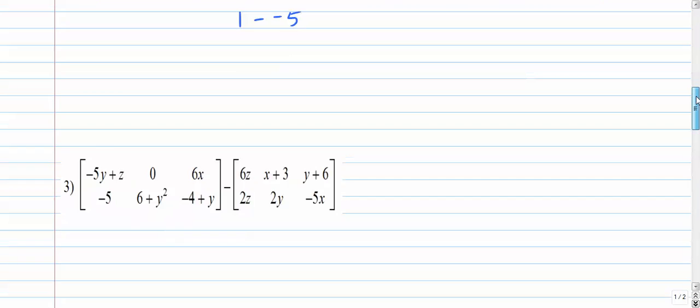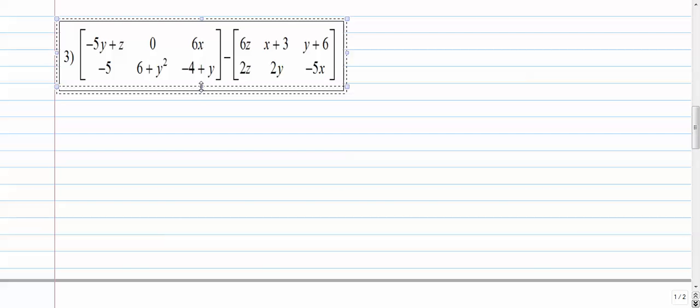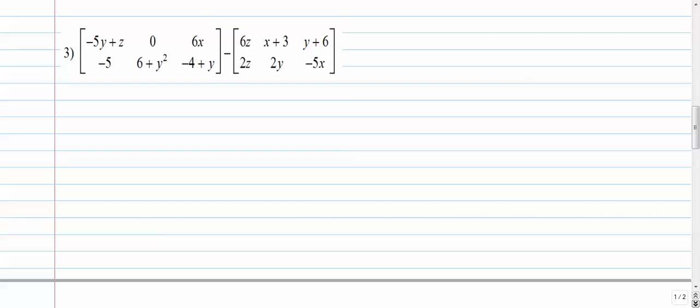Moving right along. This example involves some algebra, and you do it the same way. First of all, we want to make sure they're the same size. So this has 2 rows and 3 columns, and so does this one. So they are the same size, so we're ready to add them.